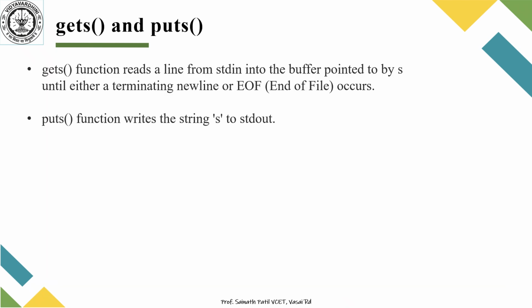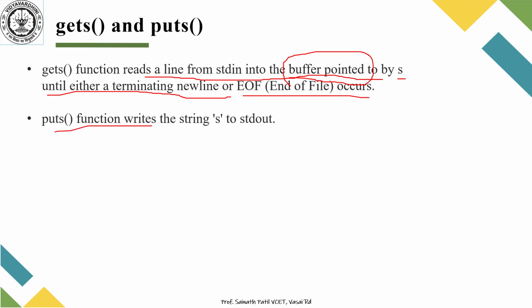gets and puts are the two string functions for unformatted input and output. The gets function reads a string of characters, that is a line, from standard input into a buffer pointed to by s. A buffer is nothing but a set of memory locations reserved for the string, until either a newline or end of file character occurs. That means until you press enter, it will keep on accepting a set of characters from the keyboard. The puts function writes the string that is stored in s onto the standard output, or onto the screen.